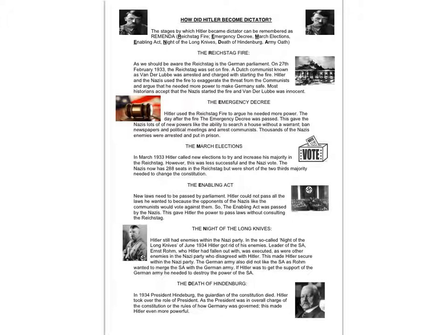The Night of the Long Knives. Hitler still had enemies within the party. In the so-called Night of the Long Knives in June 1934, Hitler got rid of these enemies. Leaders of the SA, Ernst Röhm, who Hitler had fallen out with, was executed, as were other enemies in the Nazi party who had disagreed with Hitler. This made Hitler secure within the party.